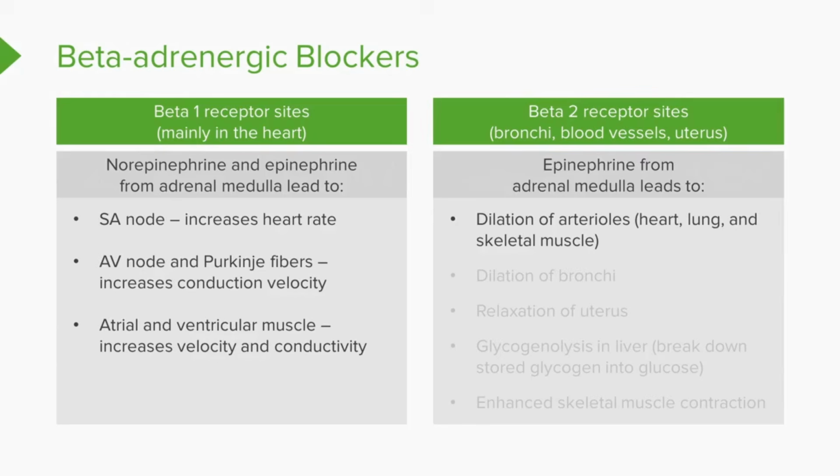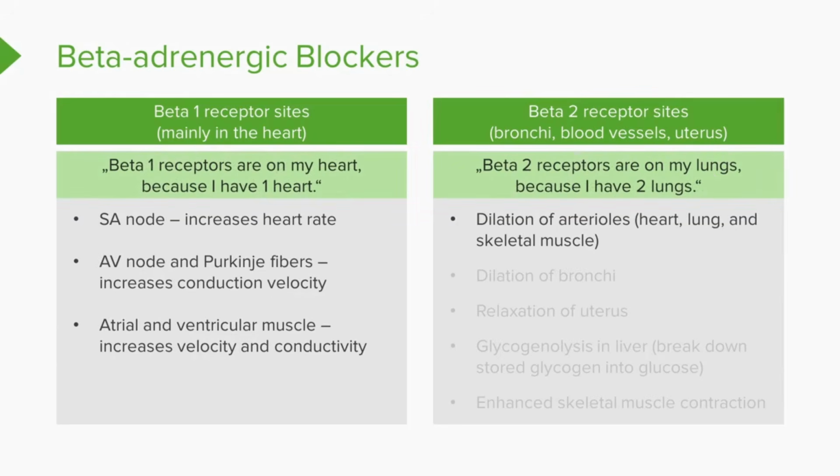Now, an easy way that I remember this is that beta-1 receptors are on your heart, and I have one heart. Beta-2 receptors are on my lungs, and I have 2 lungs. So that's how I keep track of where beta-1 receptors are and where beta-2 receptors are.